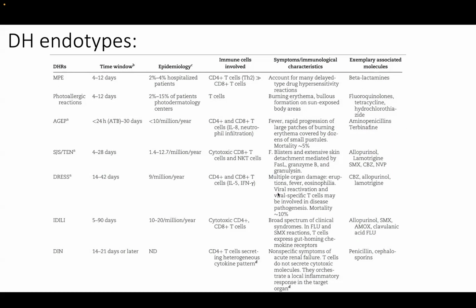Also, you may consider other viruses like EBV and CMV reactivations. And viral-specific T cells may be involved in the disease. This is a very common association with DRESS, and mortality of DRESS is about 10% and could be more if the reaction is severe. And also DRESS is a spectrum of disease. It could be mild, could be moderate, could be severe as well.